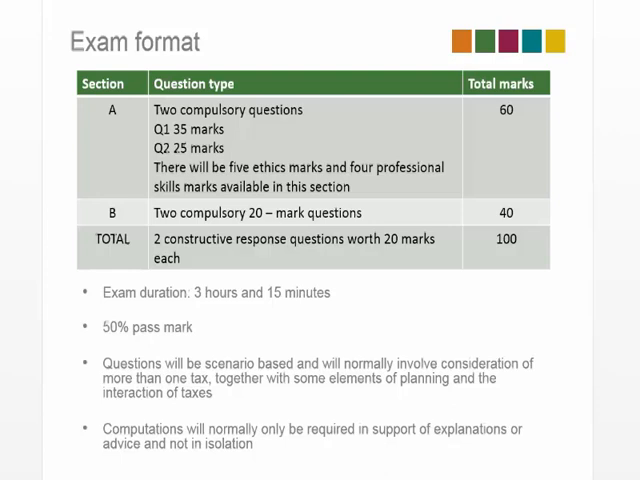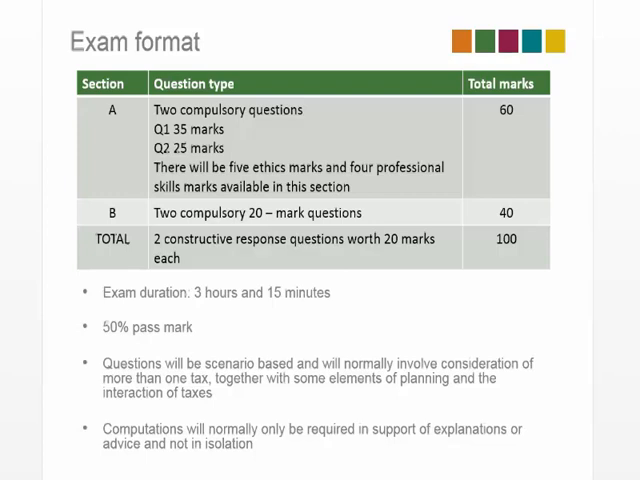And the other thing that the ACCA sometimes like to do is that the company want you to advise and give some personal tax advice to one of their directors. So there's nothing to stop that corporate tax scenario to perhaps have a little bit of personal tax advice for one of the directors included in it as well.